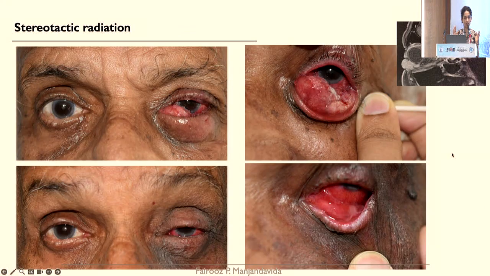Now, certain things are very patient-specific. So this old gentleman, he's 85 years old. He was not fit for chemotherapy because of his renal function and his liver function status. So the only option that I had in this malignancy, it was a squamous cell carcinoma, was to give stereotactic radiation. So this is how he presented. This is actually after 2 months of stereotactic radiation, where the tumor has completely regressed.